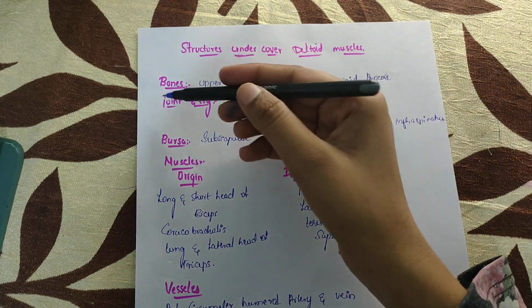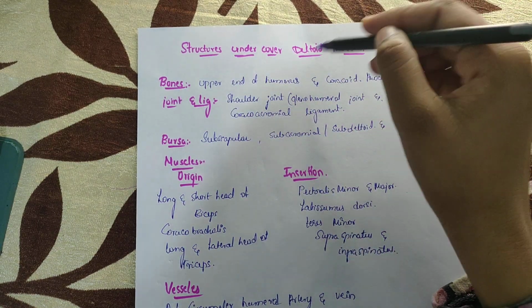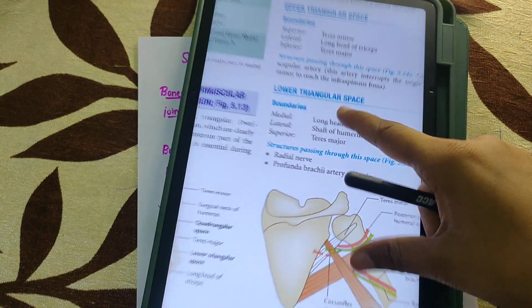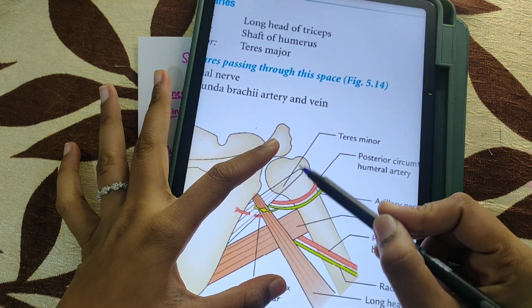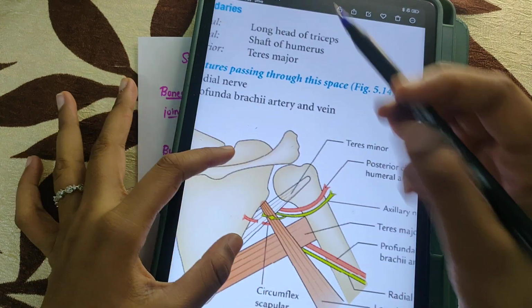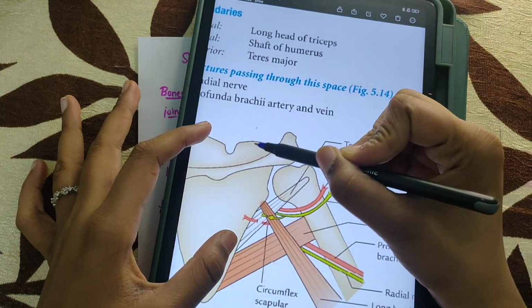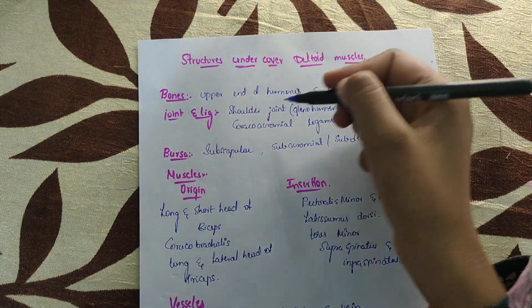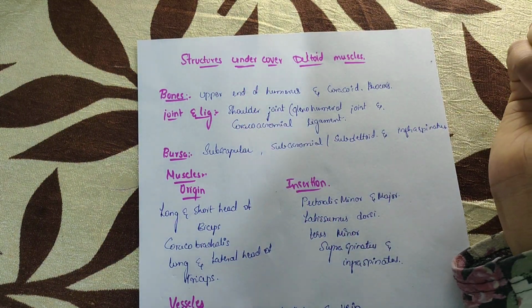So the bones under the deltoid muscle will be the head of the humerus and the coracoid process. This is the head of the humerus. This is the humerus bone. This is the head of the humerus, and here on the anterior aspect you will have the coracoid process. So I hope you remember the bones.